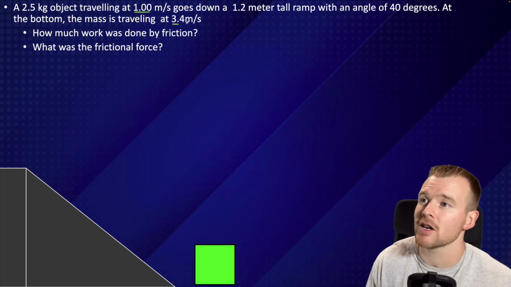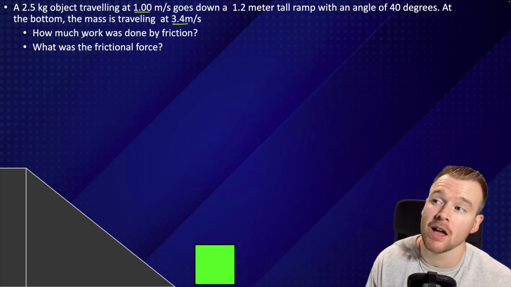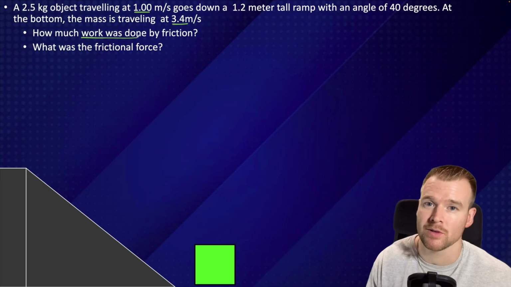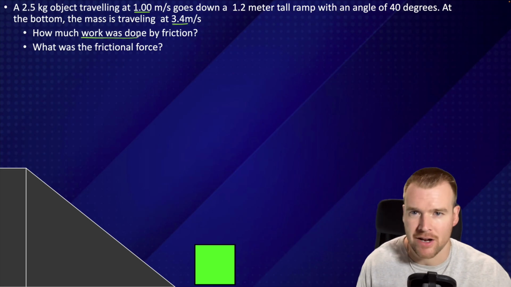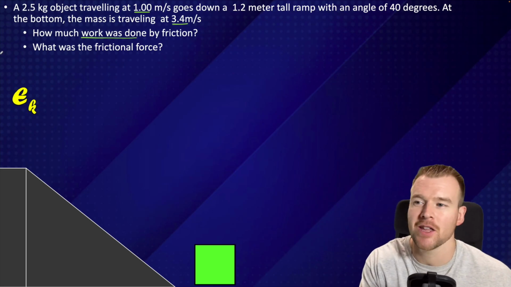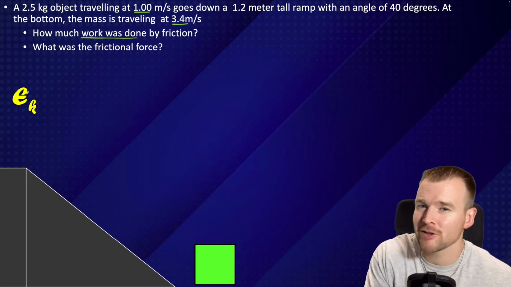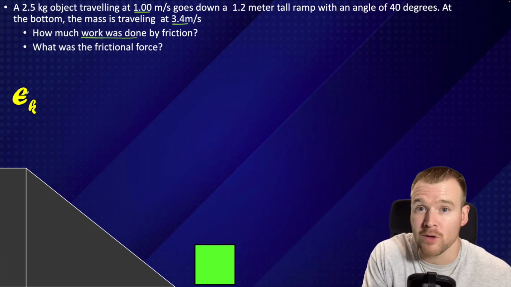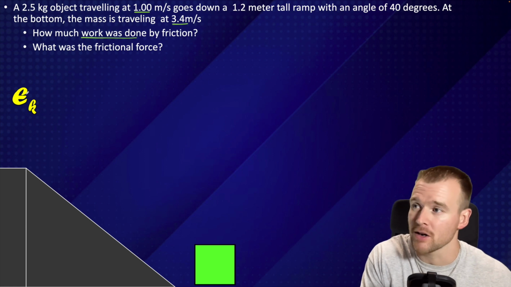1 meters per second at the start, 3.4 at the end. First question, how much work was done by friction? Okay, so let's look at energy types just like we did in all the other ones. I start with kinetic energy, not a lot. We're moving slow, but we are moving with 1 meters per second for our speed.